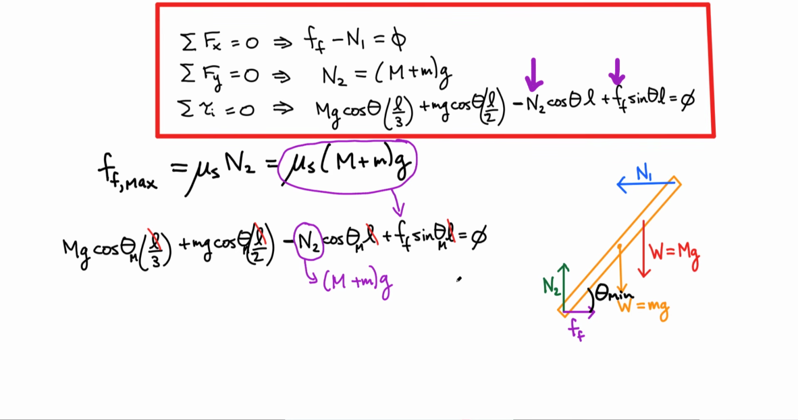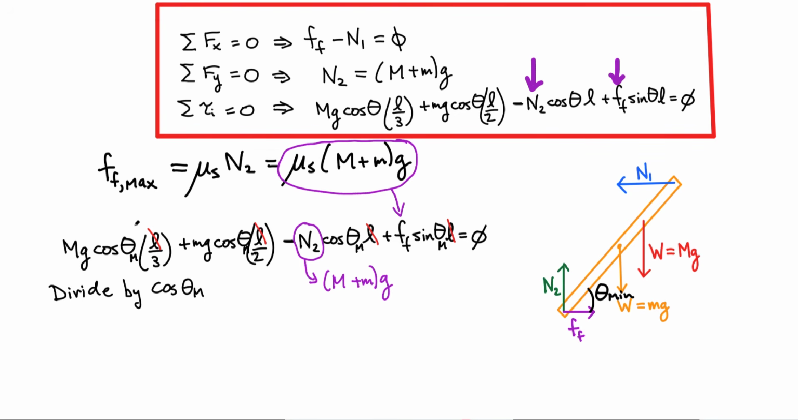The other thing I'm going to do now is divide this entire equation, because at the end, what I want to find is this theta minimum. But right now it includes combinations of cos and also of sine, and that's kind of difficult to deal with. However, if I divide the entire equation by cos of this minimum angle, this is what it's going to look like.